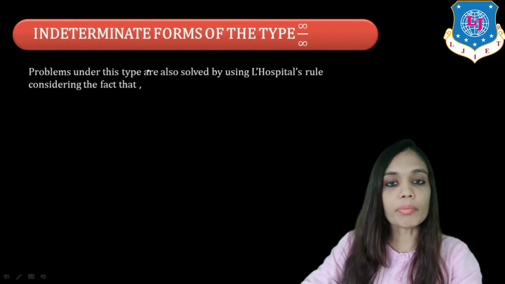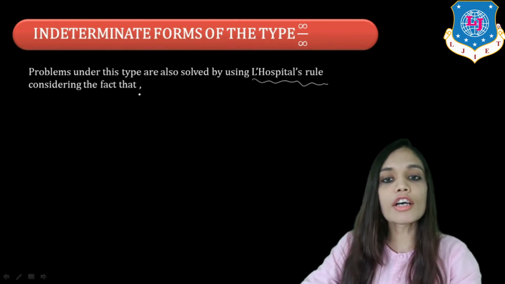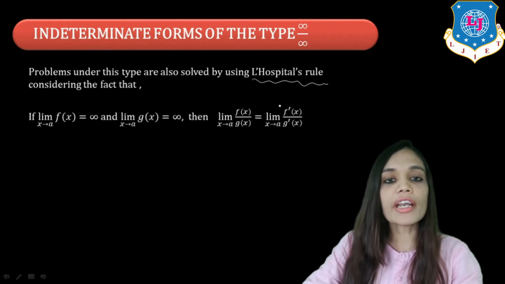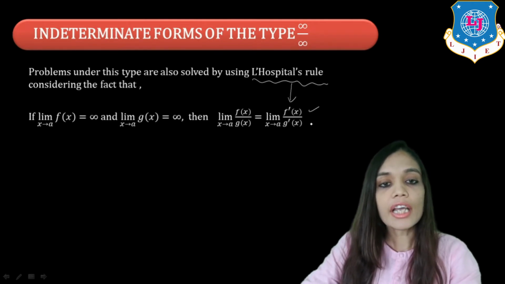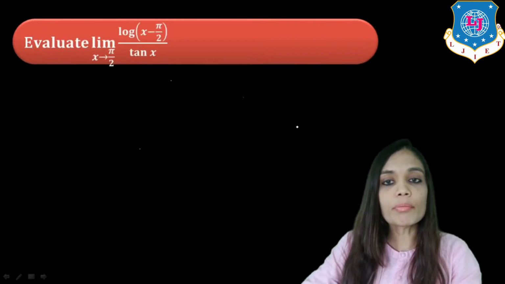Problems under this type are also solved by using our L'Hopital's rule, considering the fact that limit x tends to a f of x is equal to infinity and limit x tends to a g of x is equal to infinity. Then limit x tends to a f of x upon g of x will be equal to limit x tends to a f dash of x upon g dash of x. Here again we are applying our L'Hopital's rule, that is we will do the derivative of numerator and denominator separately. Right? So let us solve one example based on this.